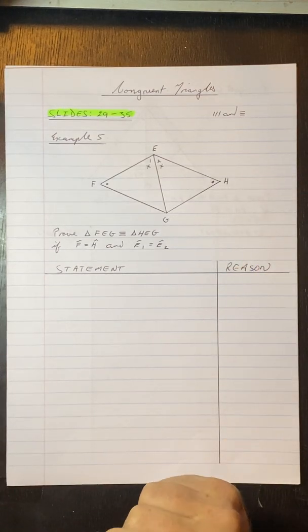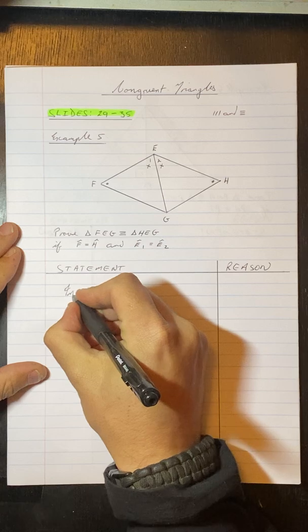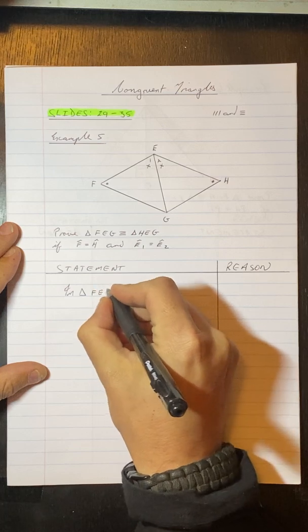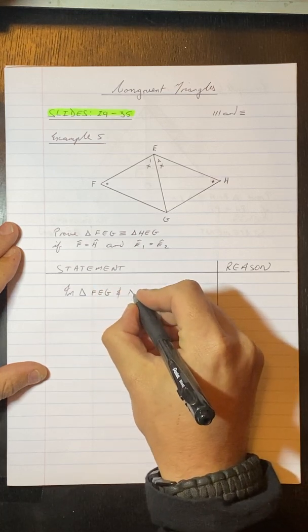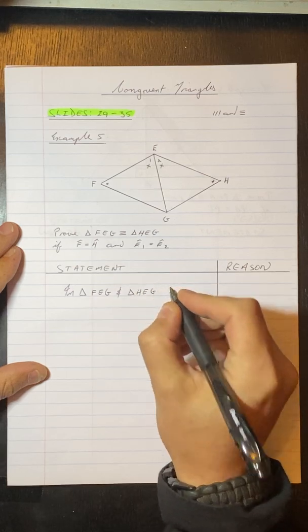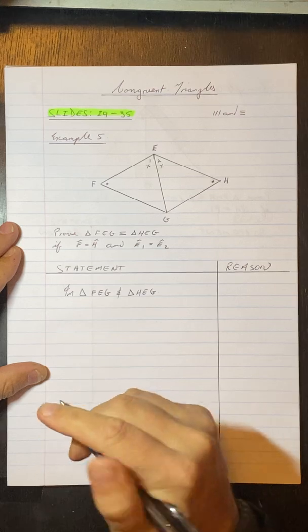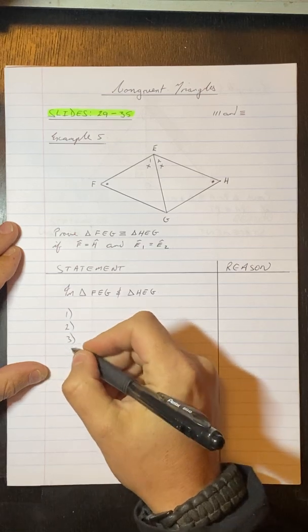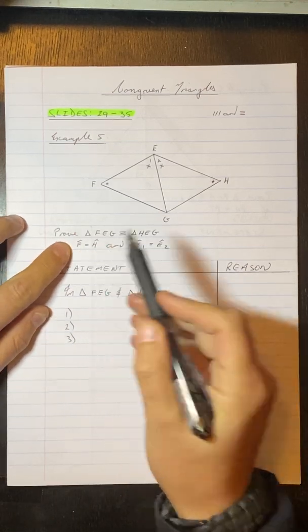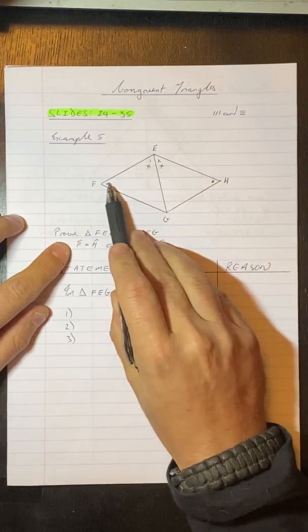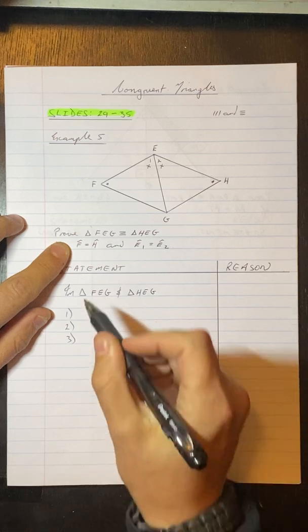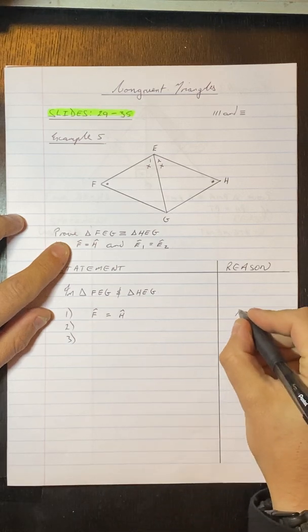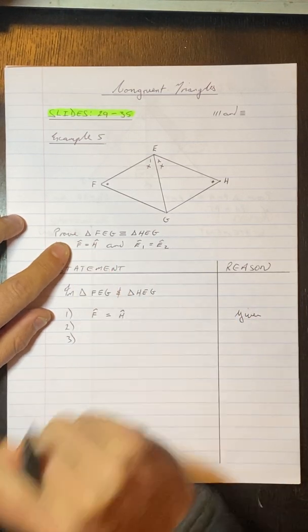Okay. So the first thing I'm going to say is in triangle, and I'm just going to state it the way that they've given it to us, triangle FEG and triangle HEG. Remember, we need three things, three conditions for congruency. So 1, 2, and 3. So the first thing I'm going to say is angle F is equal to angle H. F is in this triangle, and H is in this triangle. So angle F equals angle H. And why? Because that was given to us. They gave us that information over here.